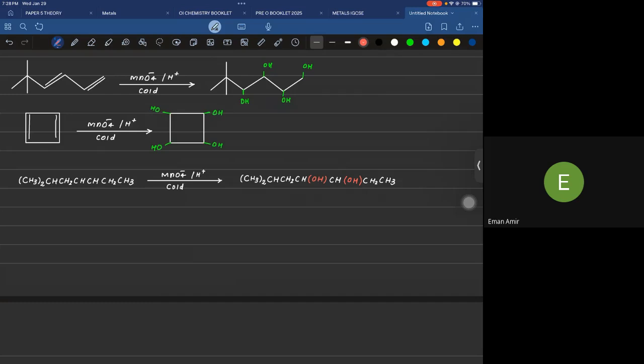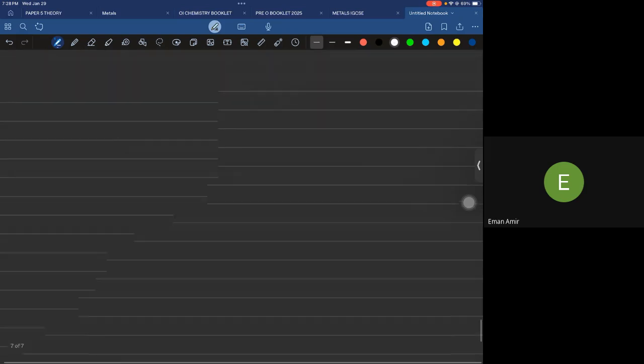But if you have an alkane in the reactant, let's suppose this is the reactant, and you add acidified KMnO4 under the same condition, then there would be no reaction, because a double bond is mandatory. If you don't have a double bond, how can you expect the product to form? If there is a double bond you would have a product; if there is no double bond, there is no reaction. That's it.